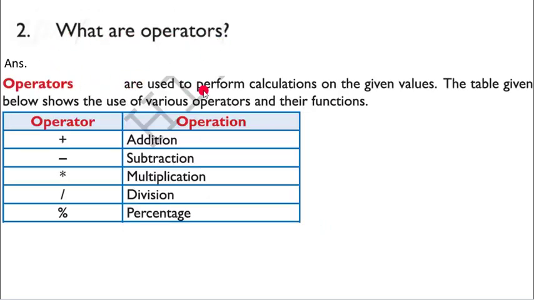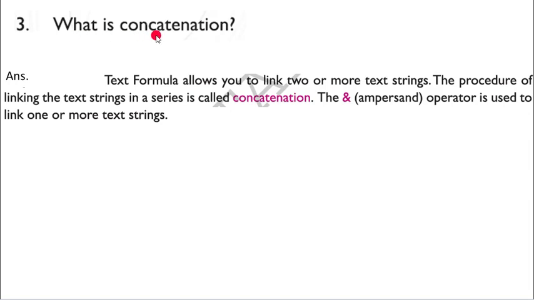Answer is, operators are used to perform calculations on the given values. The table given below shows the use of various operators and their functions. You have to make the table same as it is. Okay. What is concatenation? Concatenation means to join something. Text formula allow you to link 2 or more text strings. The procedure of linking the text strings in a series is called concatenation. The ampersand operator is used to link 1 or more text strings.